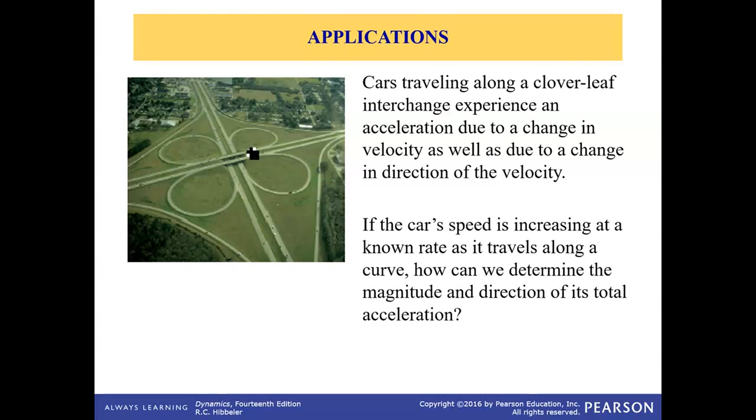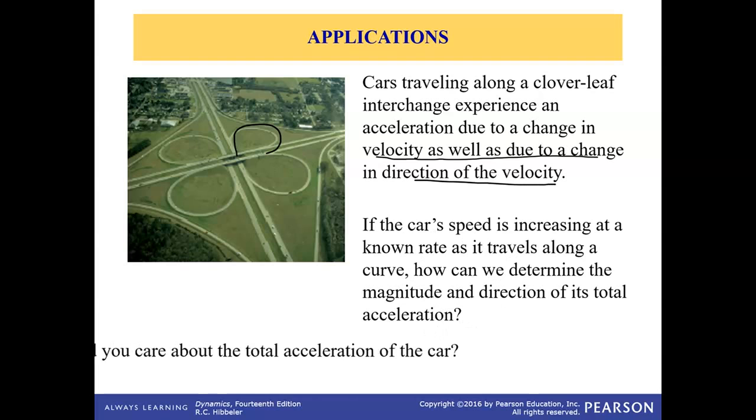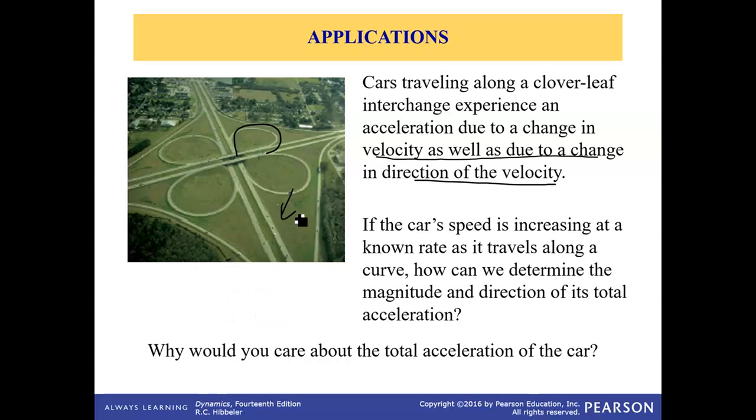For example, a car traveling along this clover leaf experiences acceleration due to change in the magnitude of the velocity as well as the direction of the velocity, and this is called the total acceleration. How can we determine the total acceleration in this case? And why would we care about the total acceleration of the car? We should care because ultimately, if that acceleration is too high, the car may lose contact with the clover leaf and it can actually skid out of the circular track.